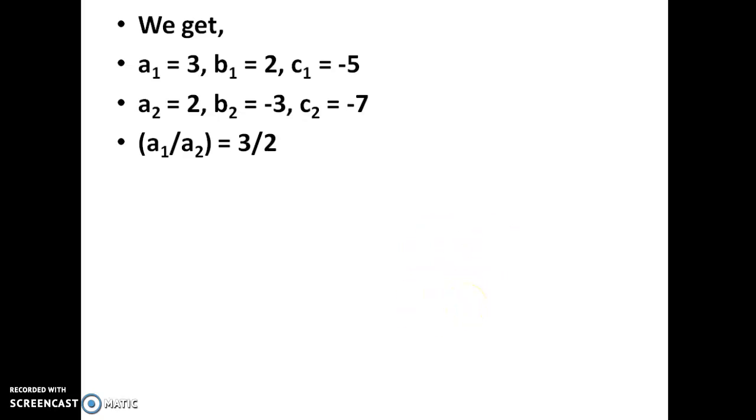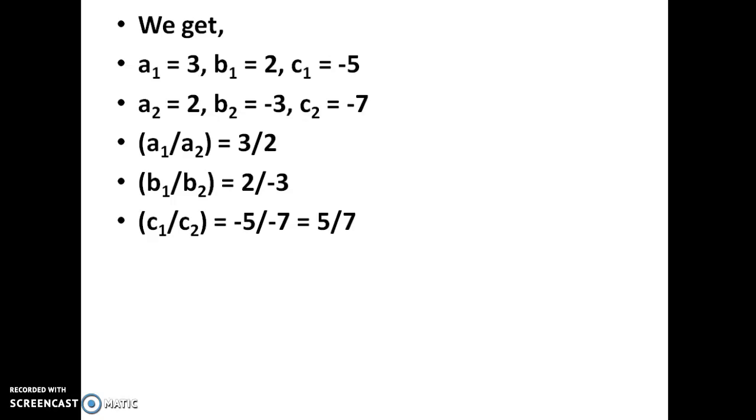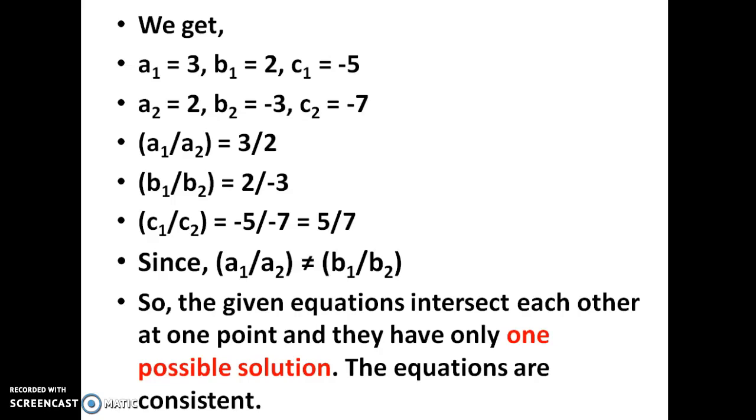a1 by a2 equal to 3 by 2, b1 by b2 equal to minus 2 by minus 3. Okay, then c1 by c2 equal to minus 5 by minus 7, which is equal to 5 by 7. So all three are not equal. Okay, so first a1 by a2 is not equal to b1 by b2. That itself says that these two equations intersect at one point and they have only one possible solution. These two solutions are consistent.